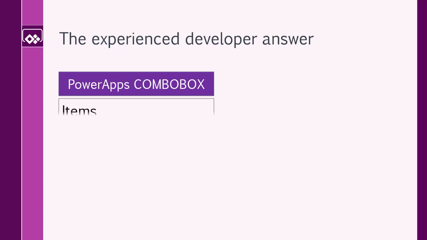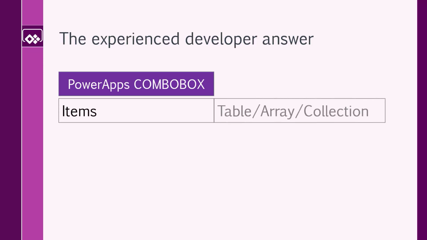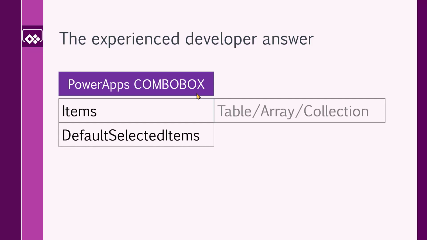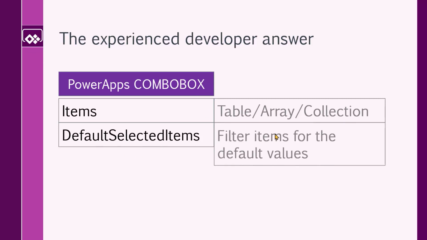PowerApps combobox has two properties. One of them is items. This items property can accept a table, array, or collection. So basically, these are the items that the combo box is going to display as the choices that the user can pick. At the same time, PowerApps combobox has another property called default selected items. Remember this table? Whatever is going to be the default value, just filter this and stick it in here. That's it. Every time that you reset that combo box, it's going to show the filtered items as the default value.